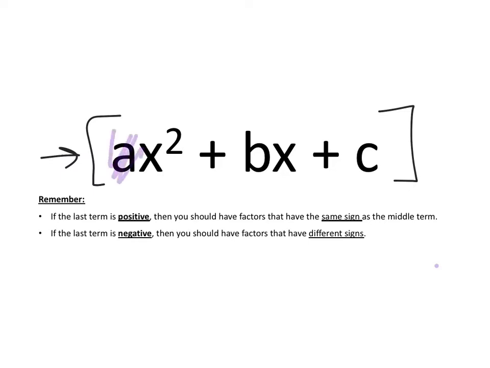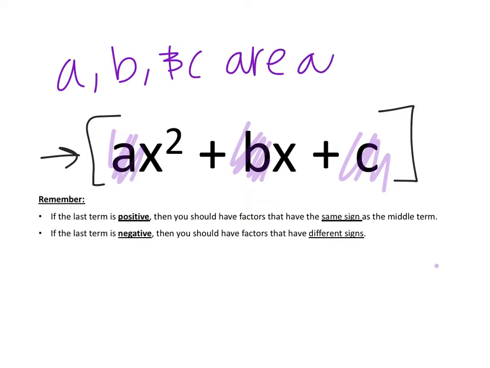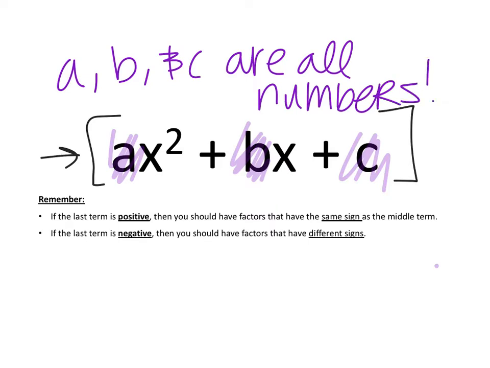One of the things that I wanted to point out to you is that a, b, and c are all numbers. Sometimes it might look like we don't have an a value, but it's because it's an understood one. Usually we're always going to have a number, and the box method is really fun in order to factor these out.